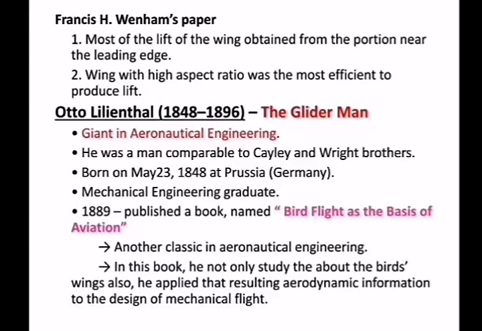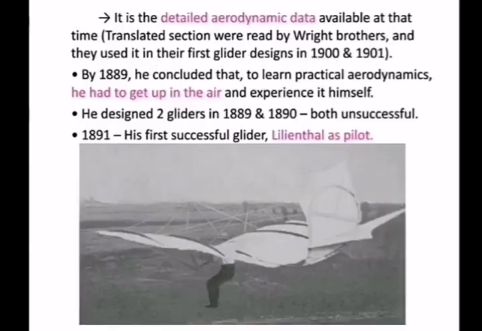In 1889, he published a book named Bird Flight as the Basis of Aviation. This was another classic in our aeronautical engineering history. This book contains detailed aerodynamic data studied from the different structures and types of birds' wings. Also, he used this aerodynamic data to design mechanical flight. And then the translated version of this book was read by the Wright brothers, and they used this data in their 1901 glider designs.